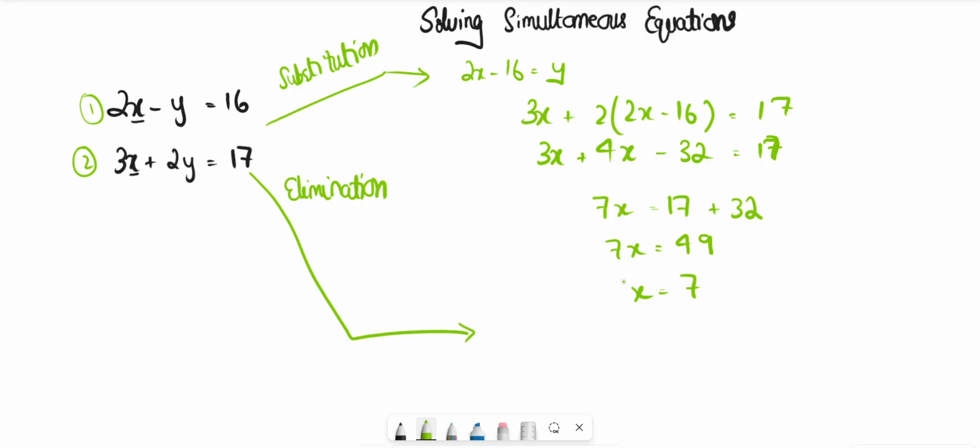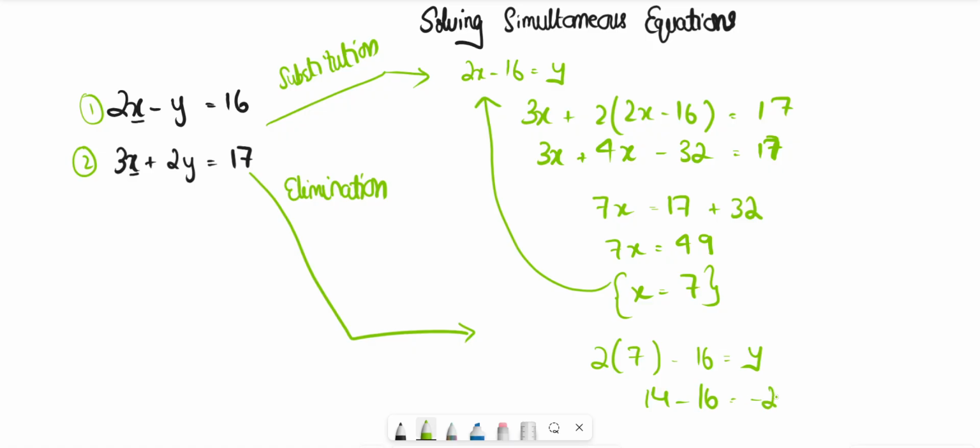Okay, so now we have the value of x, which is 7. Can I substitute this value of x into this equation? This will be 2 into 7 minus 16 equals y, right? So we'll have 14 minus 16, which is minus 2. Okay, so now we have the values of x and y, which are 7 comma minus 2, right? If I substitute these values into both of these equations, am I getting the right answer? Let's have a look.